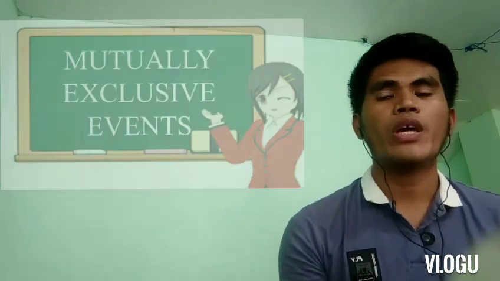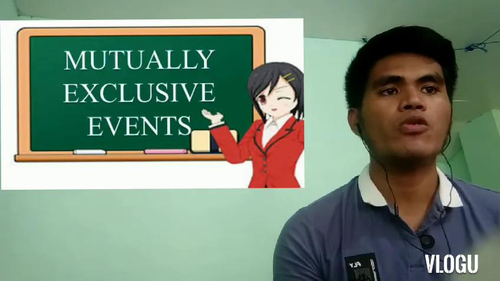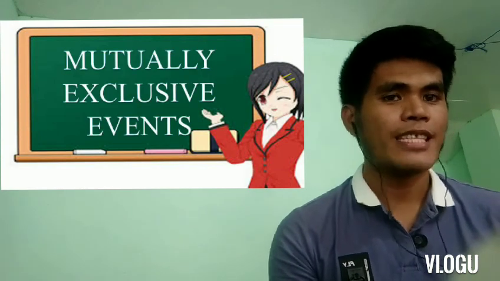So again, in our everyday life, there are events that cannot happen at the same time, and we call those mutually exclusive events. That's all for today.